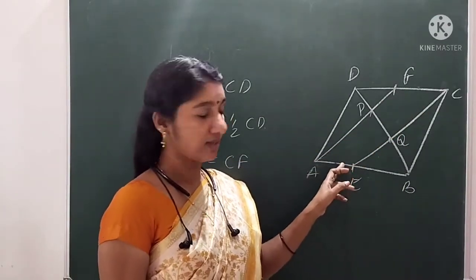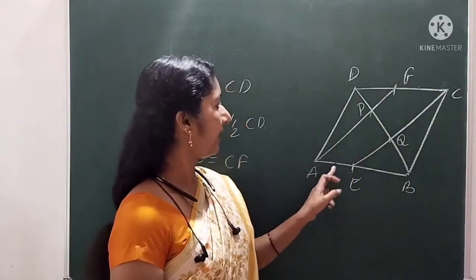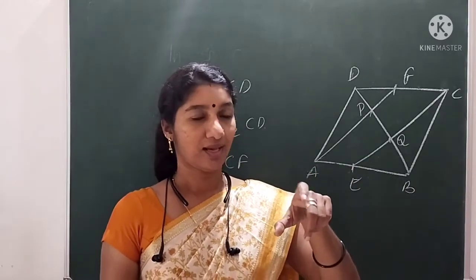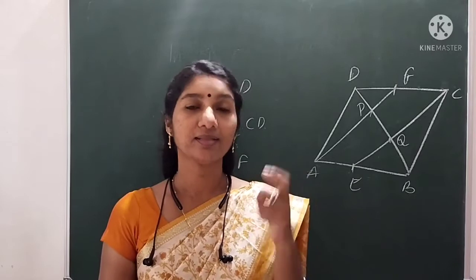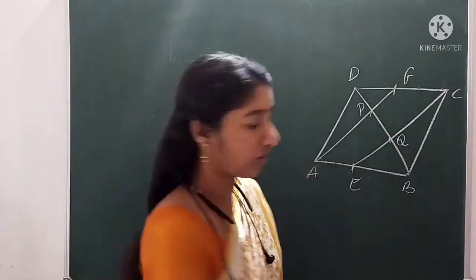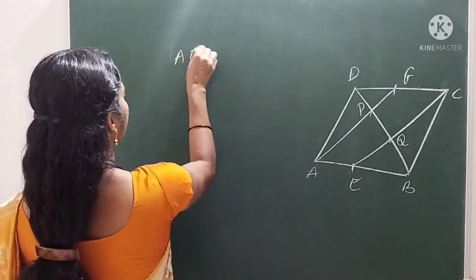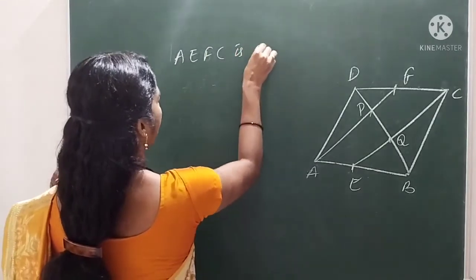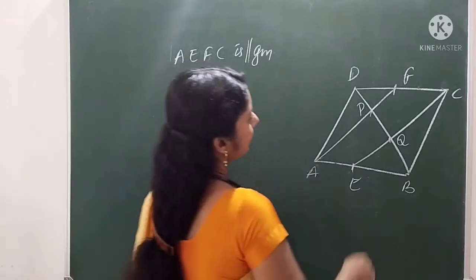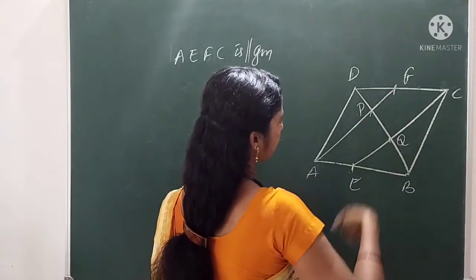These two line segments are equal. Also they are parallel. So when we are taking the quadrilateral AEFC, AE and FC are the opposite sides of the quadrilateral, and they are equal and parallel. So we can say the quadrilateral AEFC is a parallelogram. Okay. Then since this is a parallelogram, their opposite sides are parallel.